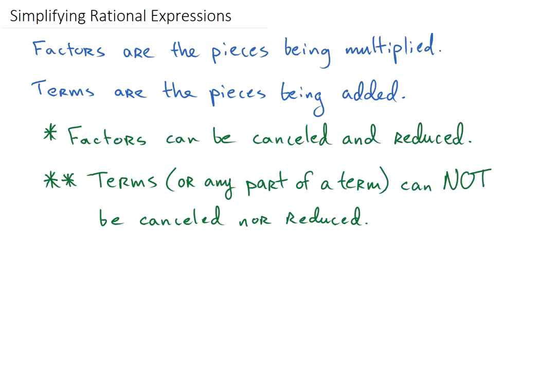And this is a big deal because when we're simplifying a fraction, really all we're doing is reducing things. And so we can only do that when we have factors. When we have terms, we cannot cancel and we cannot reduce. Let's look at some examples to see how this plays out.